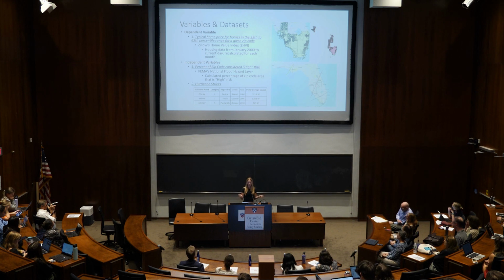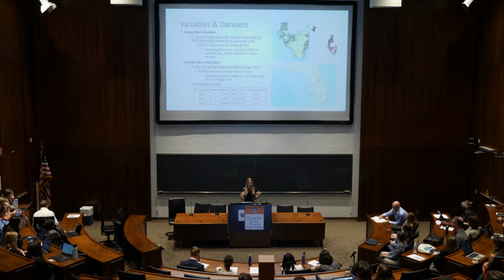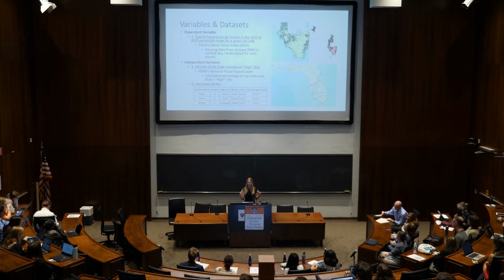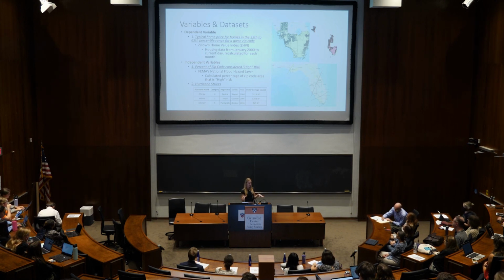For my independent variables, for my metric to gauge environmental risk, I used the Federal Emergency Management Agency's National Flood Hazard Layer, which you can see in the top two photos of those flood maps overlaid on a map of Florida. I calculated this metric myself. I added up all the little areas of high risk labeled territory within a zip code, and I calculated the percent of the zip code that is covered in this high risk territory.